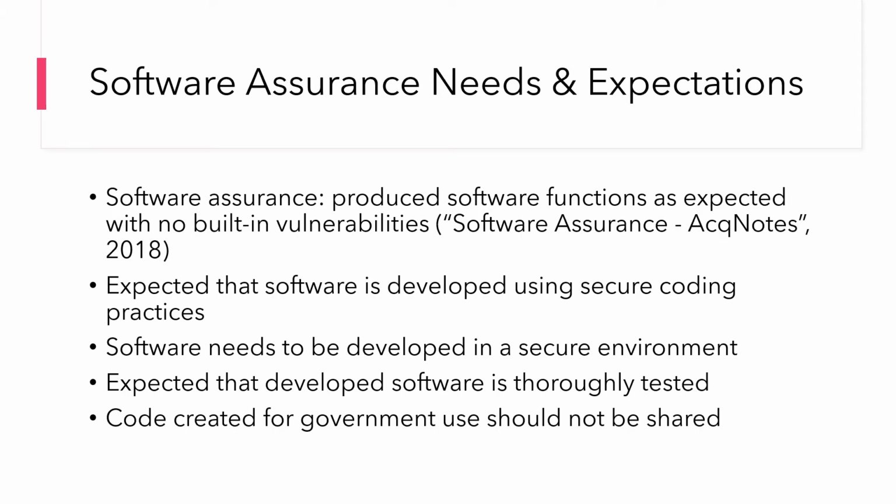The goal of software assurance is to maintain software security. If the software works as expected and has no vulnerabilities built in, it can be considered to meet software assurance. For New Zealand, it is expected that code development follows secure practices to minimize the risks of creating vulnerabilities for an attacker to exploit. Code should be developed in a secure environment for the same reason. It is also expected that a developed program has been tested before being deployed to make sure it works as intended in a variety of situations.